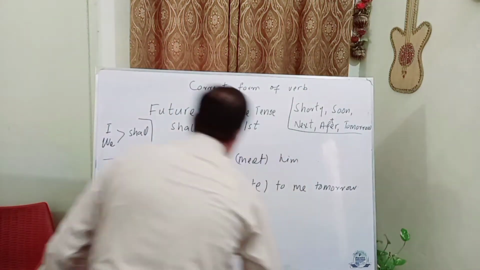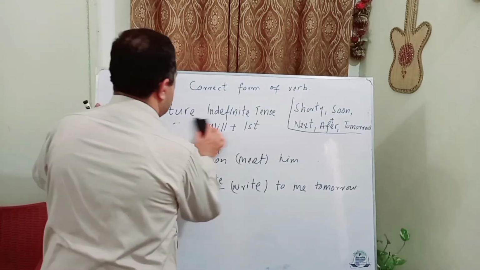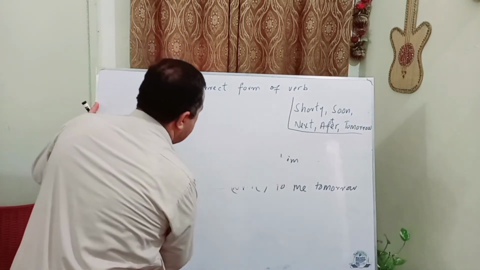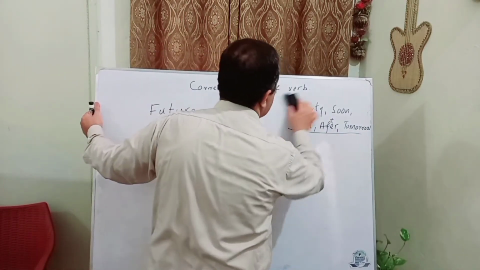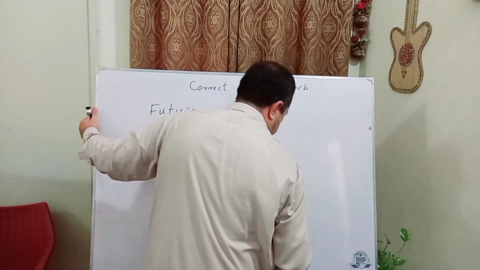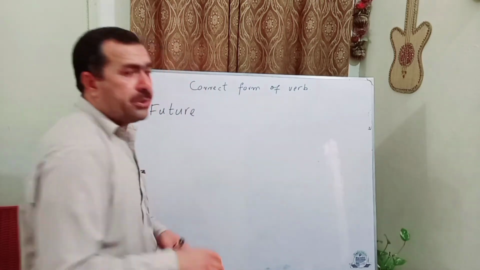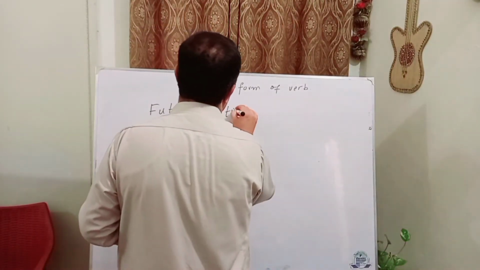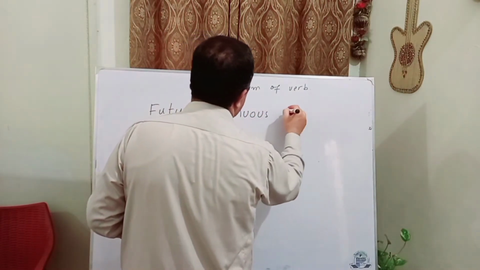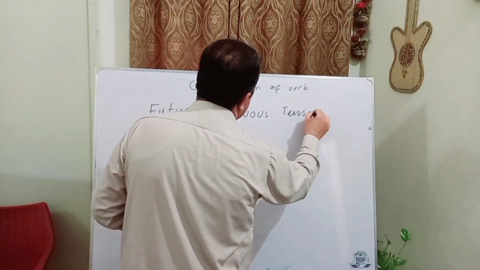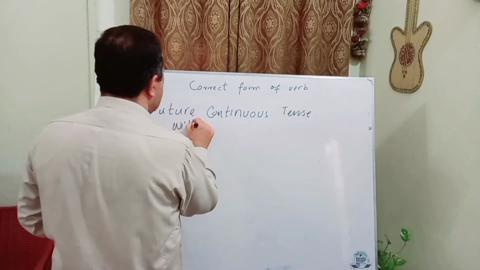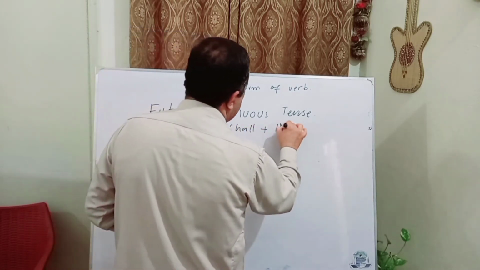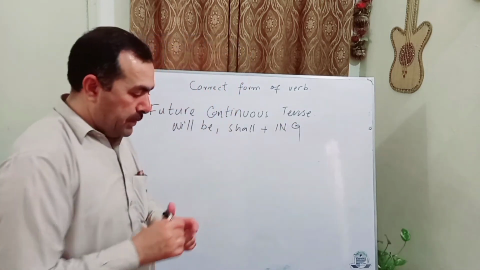Got it? Next one, future continuous tense. Once again it is not a difficult task to choose this tense, because future continuous is not used in daily conversation. We use it very minimally, but even then we will discuss it. We will use will be, shall be with the ing form of the verb.